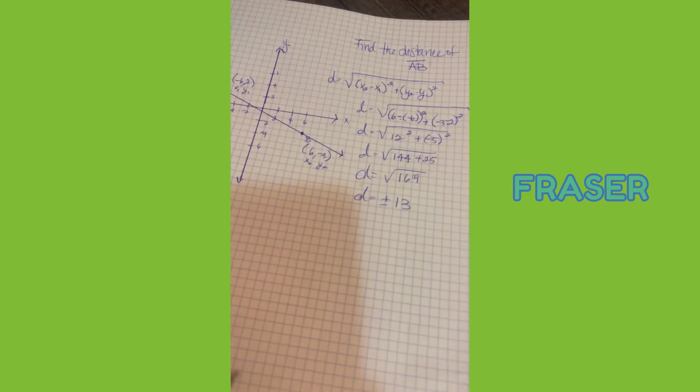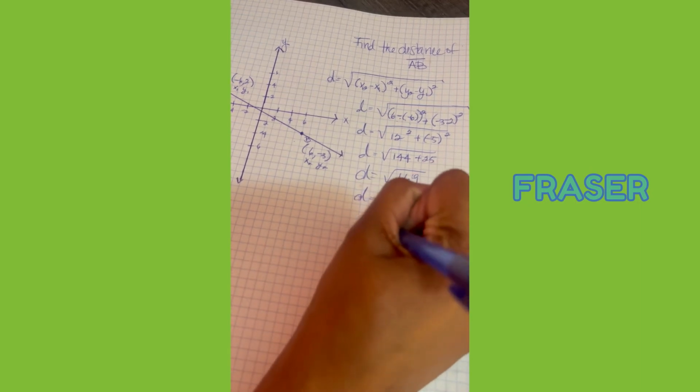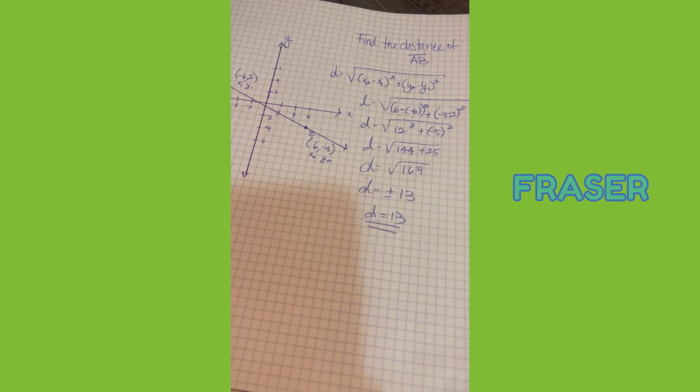But remember, this is distance. Distance can't be negative. So although you know that the square root of 169 is plus or minus 13, you can't have a negative distance. So your actual answer in context is really just 13. That's how I find the distance of a line.